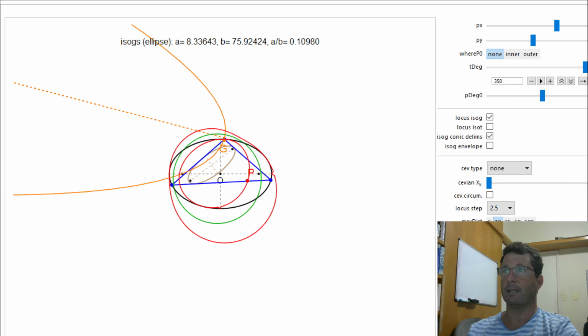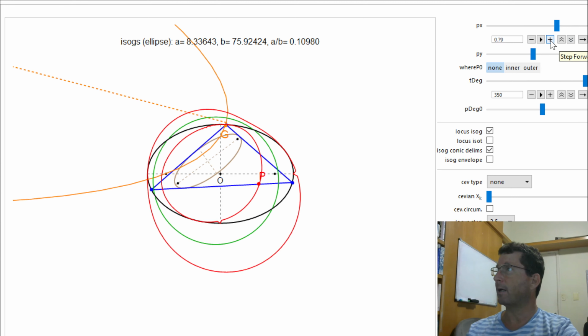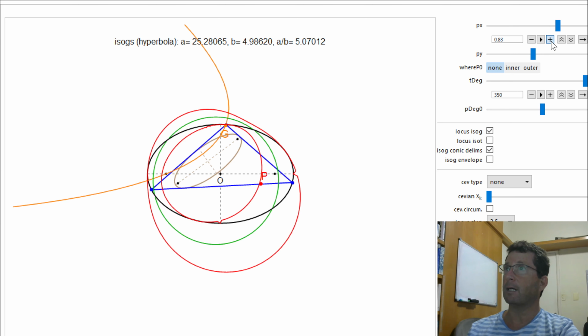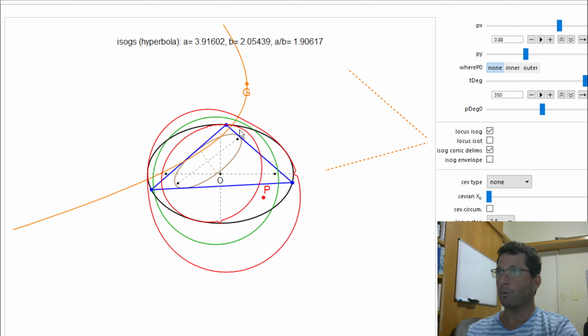So you can see here this is becoming a pretty elongated ellipse, and in fact, if I just nudge the x coordinate to the right, this thing kind of degenerates and it turns into a parabola. And then as soon as P leaves this region and goes over to the right side, it becomes a hyperbola.